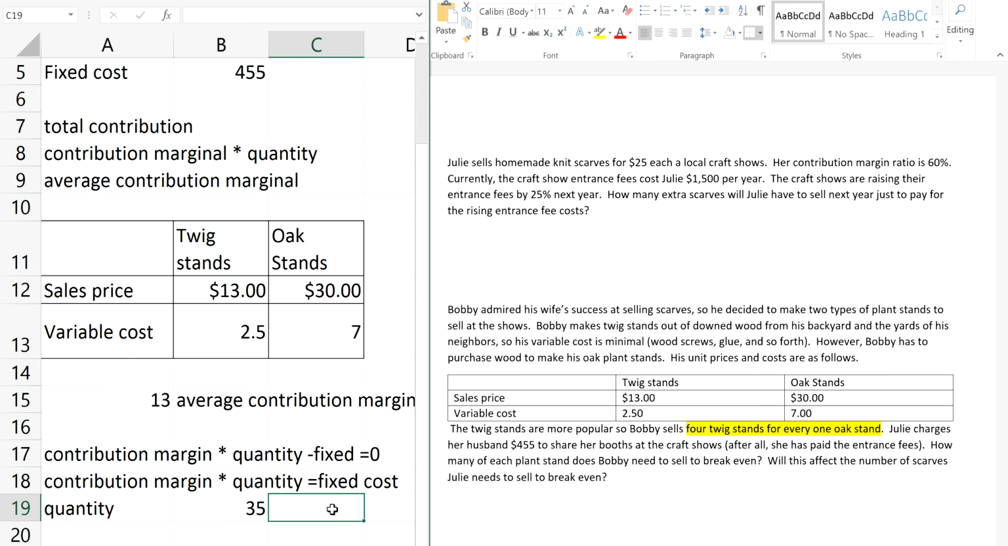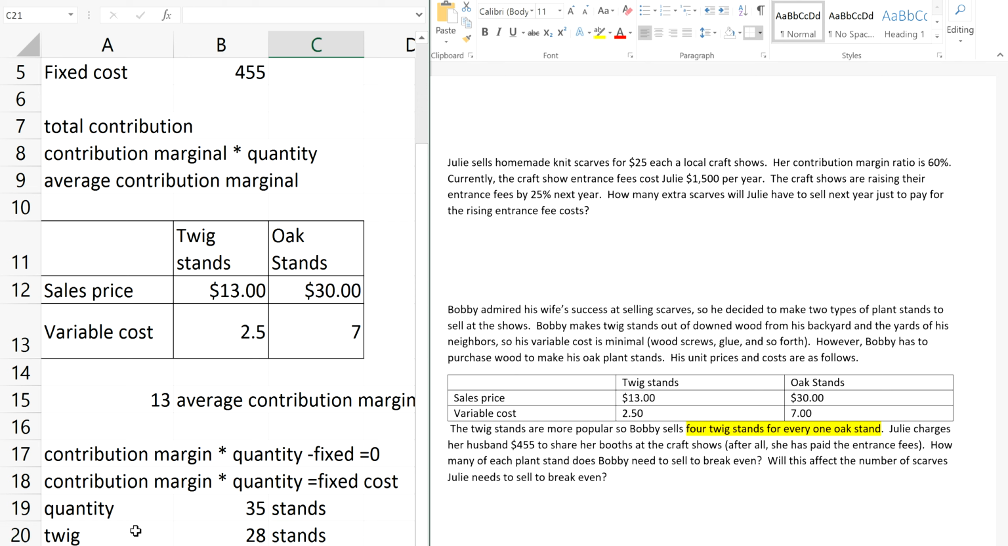Now the question is asking for how many you can sell for each one, not for all the stands. For each one, this highlighted section will come in handy as well. For every 4 week stands we sell, we sell 1 oak stand. So for the number of week stands, 80% of 35. By the way, the 80%, that is 4 divided by 5, that's 80%. So 35 times 80%, so 28 week stands.